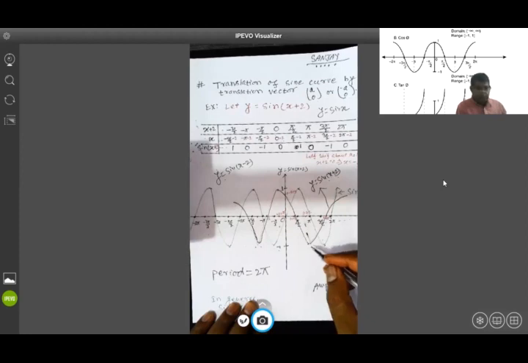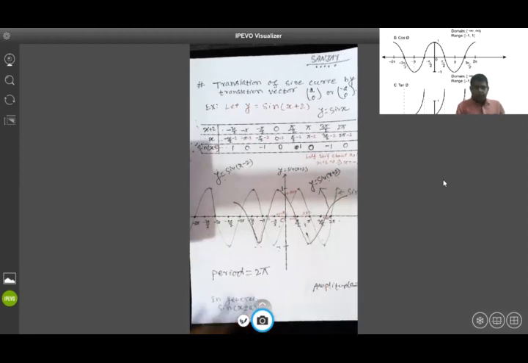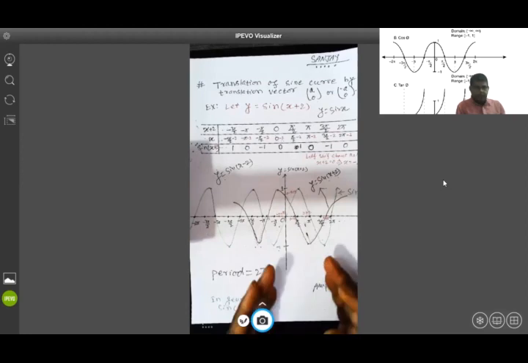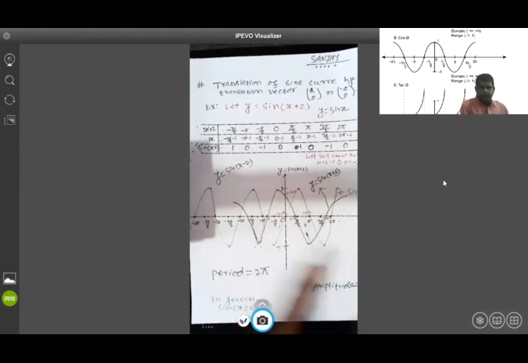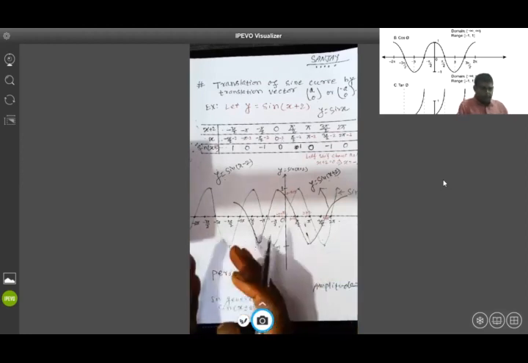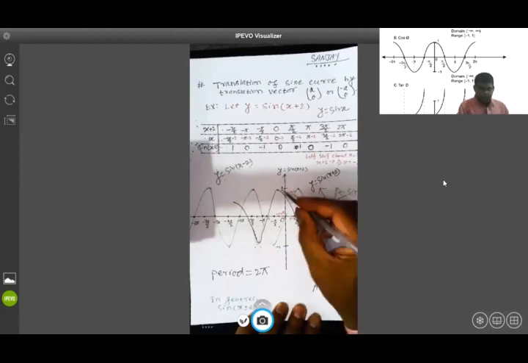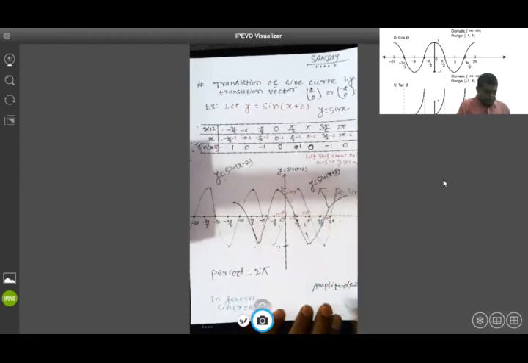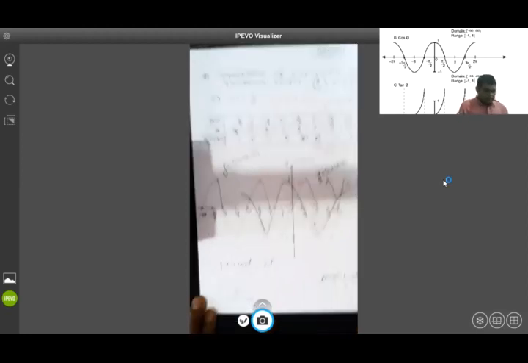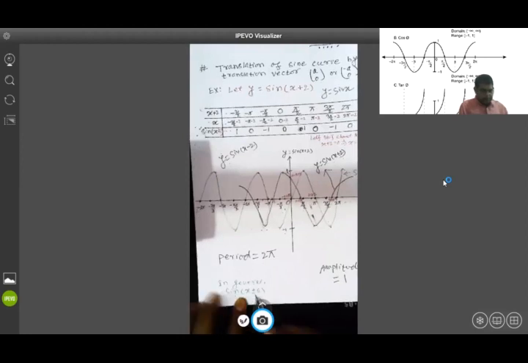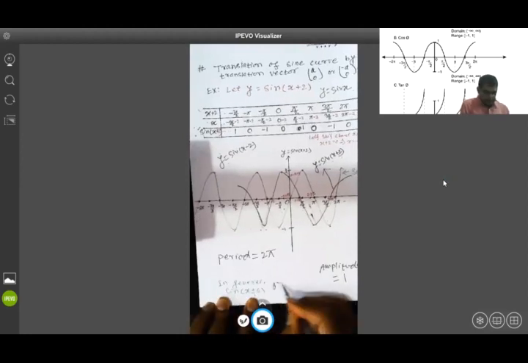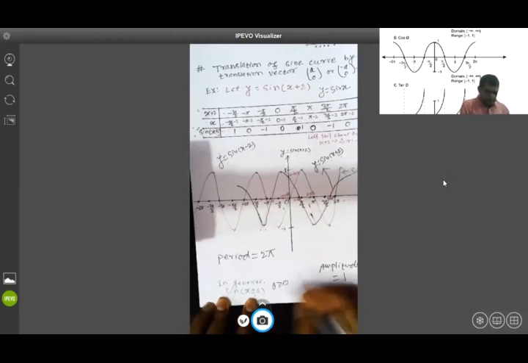There is no change in amplitude because we didn't change the shape of this graph. Only the graph has been shifted 2 units left along the x-axis. That's why there is no change in period, and also there is no change in amplitude. So amplitude is again still between +1 and -1. So we write amplitude equals to 1. Okay, so there is a general thing that sine x plus minus a, for a is a positive number, for example, greater than 0.